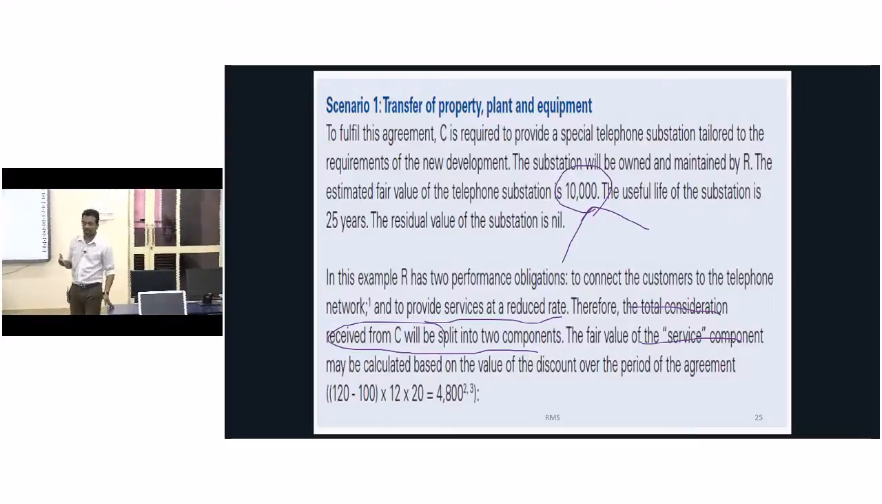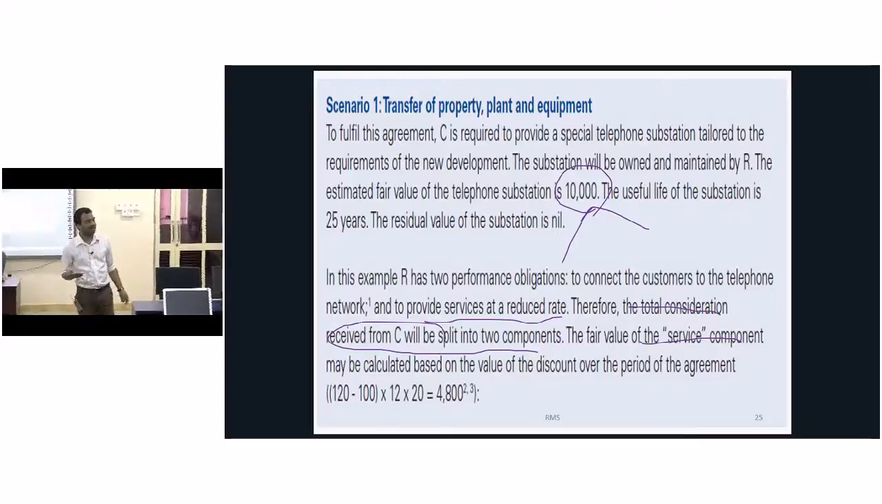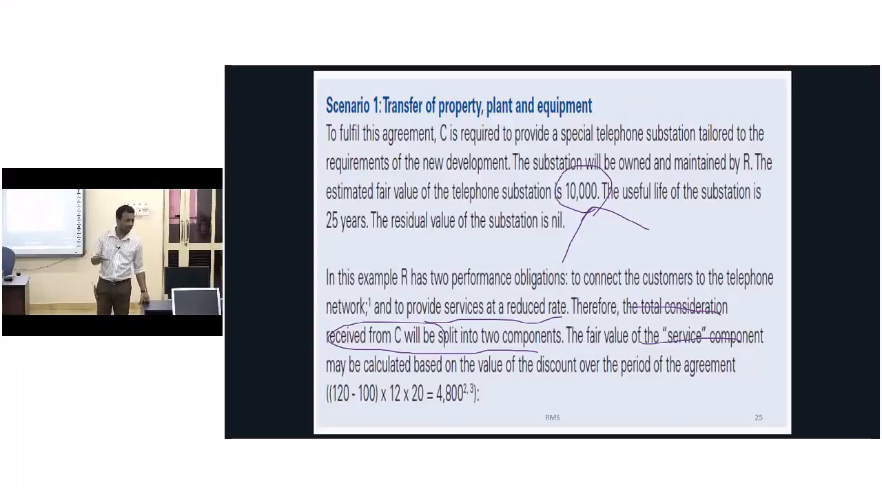The remaining 3,310 is interest, which is not to be split by months but across the three years: 1,000 for the first year, second year 1,100, third year 1,210. First year interest is 10,000 into 10%, 1,000; second year interest 1,100; third year interest 1,210.